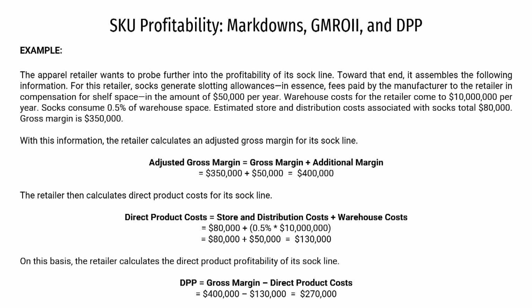What is the adjusted gross margin? Gross margin plus additional margin. So, what is the gross margin given here? It is $350,000, and the additional margin that you are getting either as a rebate or as an incentive from the manufacturer is 50,000. So, my adjusted gross margin will not be just $350,000, it will be 350,000 plus 50,000, that is $400,000.